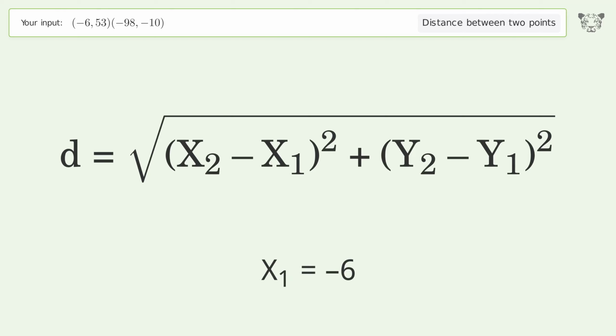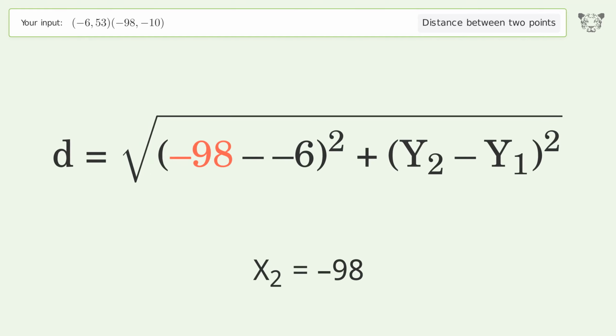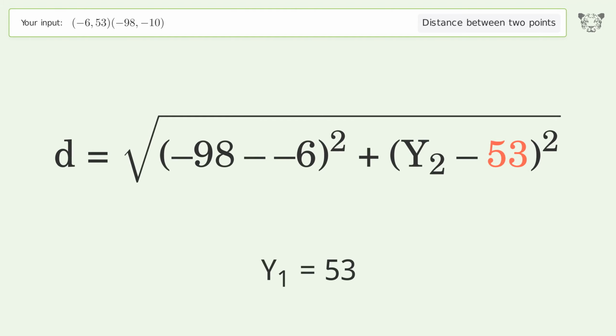x1 equals -6. x2 equals -98. y1 equals 53. y2 equals -10.